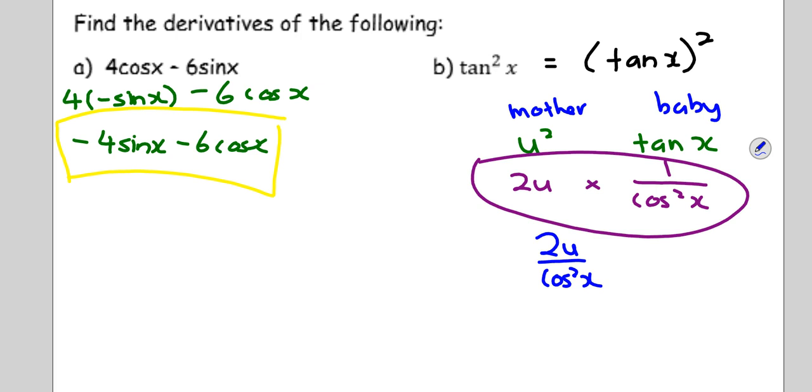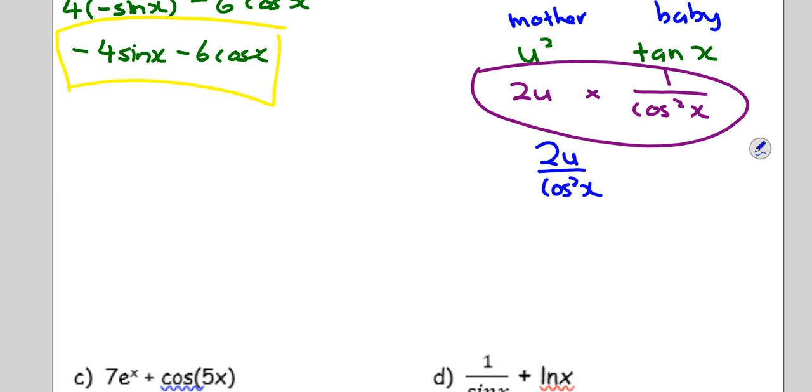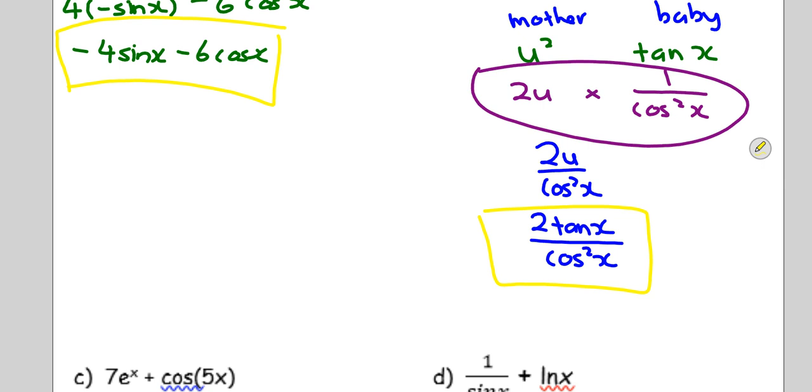Okay, so 2u. What Sarah's done is she's multiplied 2u by 1 over cos squared x to start with. And then in your final version, what would you sub in? What is the baby again? Tan x. Good. It's confusing, isn't it? You have to go super carefully. So 2u over cos squared x is 2 tan x over cos squared x.